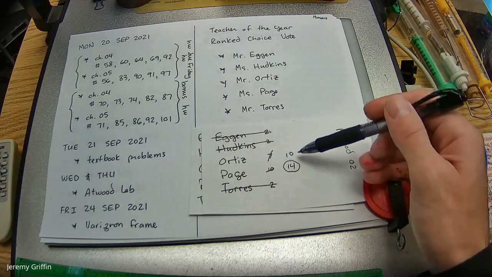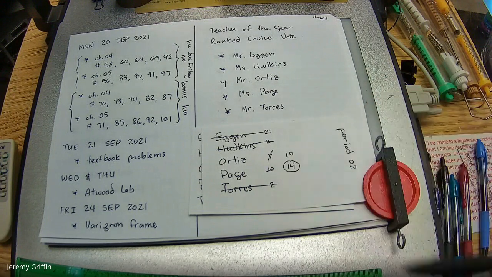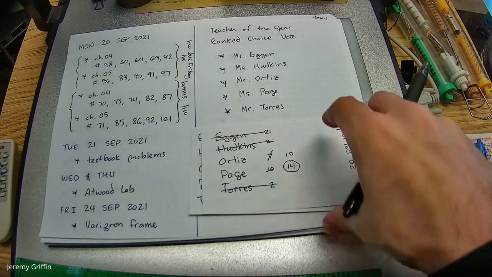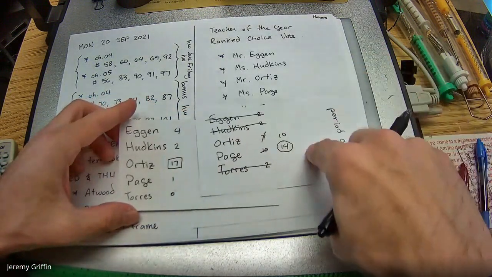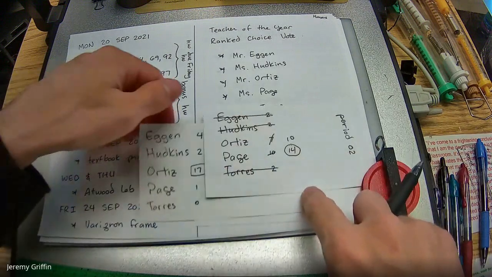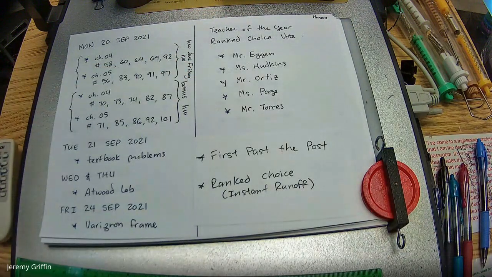And then, last class, when it was narrowed down to 2, they re-voted as if it had been a ranked choice type system. And Ms. Page came out on top there. You guys voted for Mr. Ortiz. So I'm doing this with all my classes, and then I'll see if there's a winner that stands out by the end of the day.